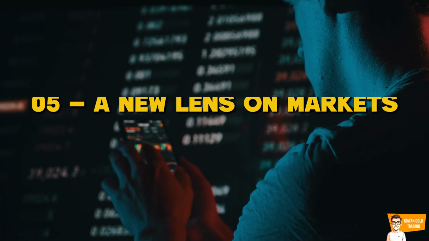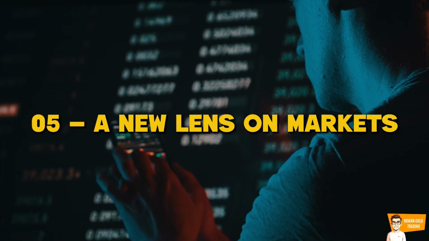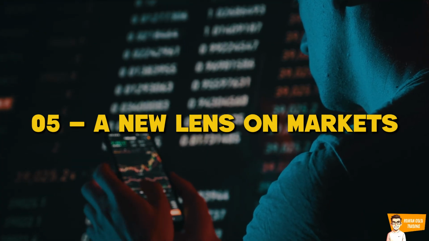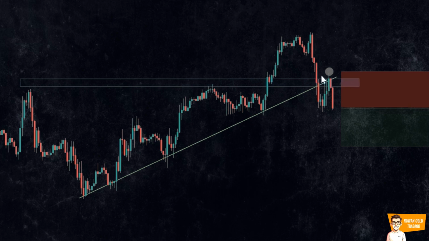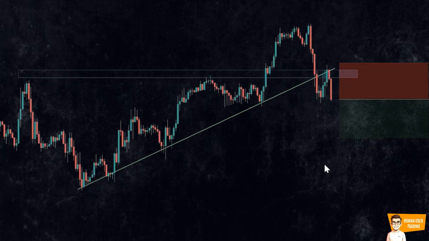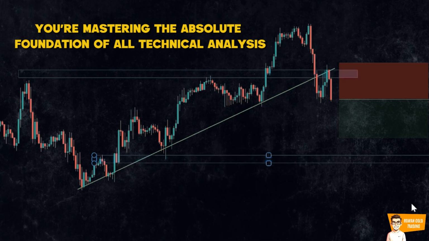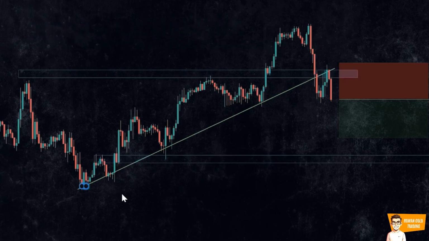Okay, we're heading into the home stretch. Section 5, a new lens on markets. I want you to think of this not just as a tool, but as a completely different way of seeing things. And here's the real takeaway. A trend line isn't just another indicator you slap on your chart. It's a new way of seeing the market itself. It's about learning the language of the charts. When you master trend lines, you're mastering the absolute foundation of all technical analysis. You really do start to see the market in a completely different way.